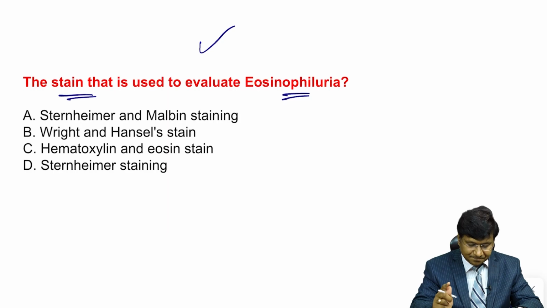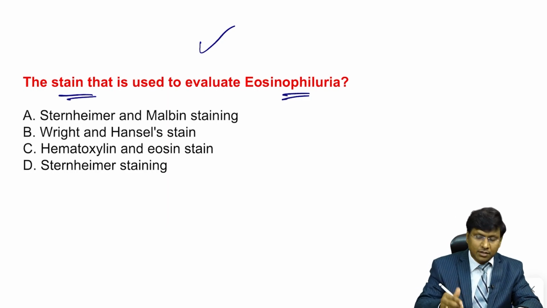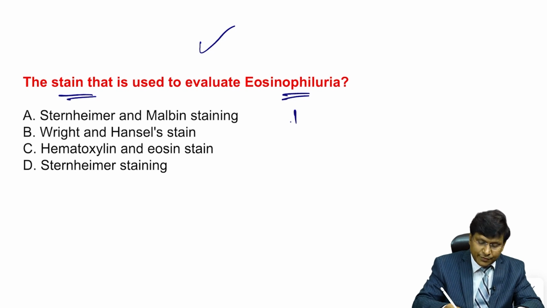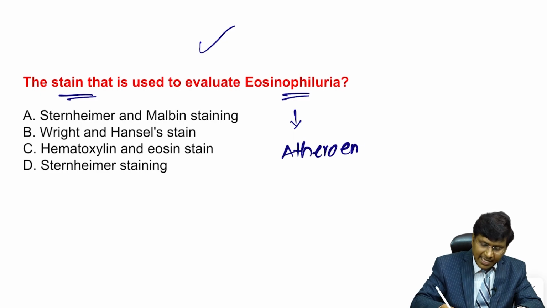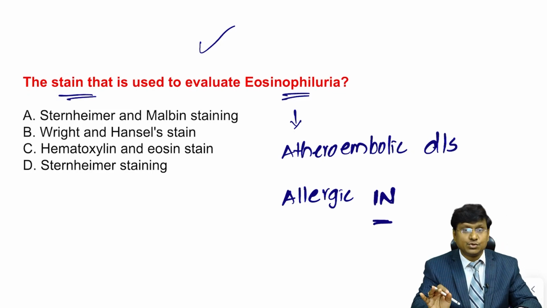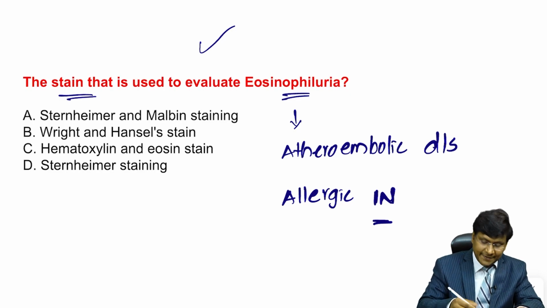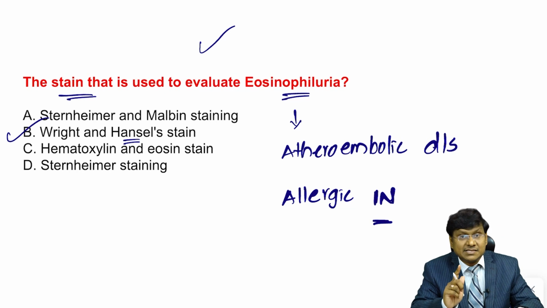Steinheimer and Malbin stain, Wright and Hansel stain, hematoxylin and eosin stain. Please remember, first of all, you need to know where eosinophiluria will be seen. Eosinophiluria is observed in patients with atheroembolic diseases. That is number one. Next, in patients with allergic interstitial nephritis, there will be eosinophiluria. And the stain that we use for evaluating the eosinophiluria will be the Wright stain as well as the Hansel stain.